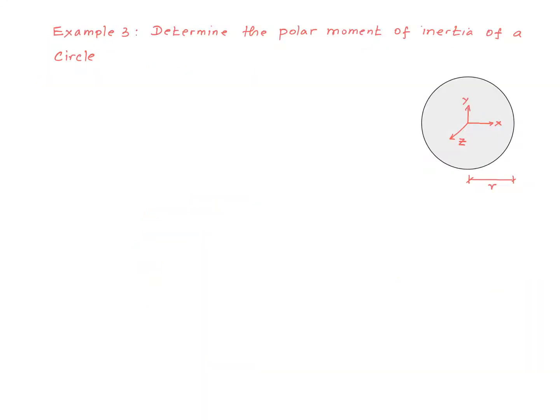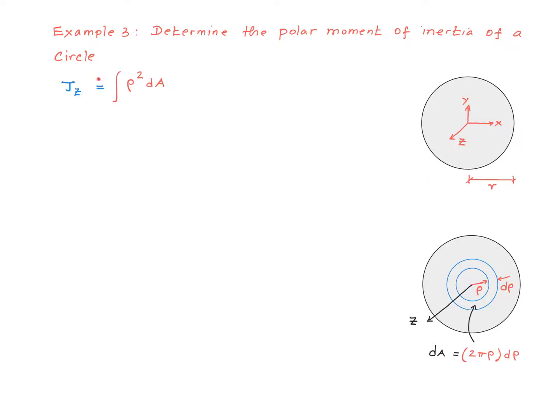Our third example is to determine the polar moment of inertia of a circle like this one right here. Recall the formula for the polar moment of inertia about the z-axis, which is this, right? And here rho is the radius of the differential element, dA is the area of the differential element. The integration is to be carried out throughout the cross-section.